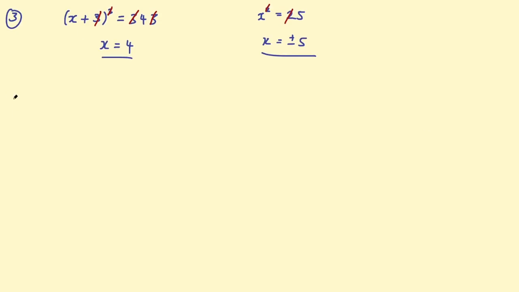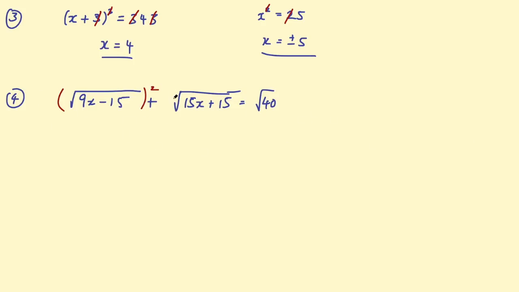So we're going to look at another equation, and this is the square root of 9x take 15 plus the square root of 15x plus 15 equal to the square root of 40. Okay, this looks horrible, but again, luckily there's a fast shortcut we can use here. We can square everything. So square this one here, and square the right hand side, and that gets rid of all these square root terms.